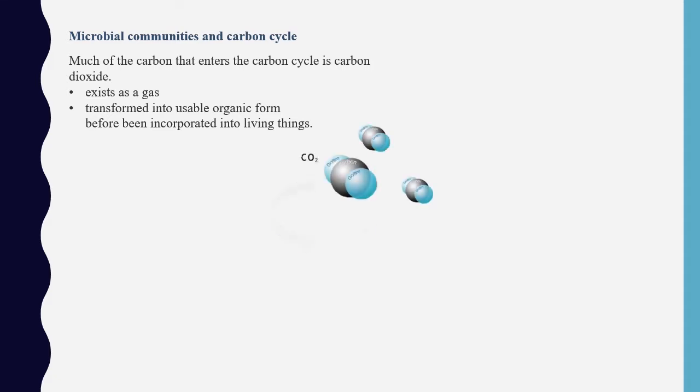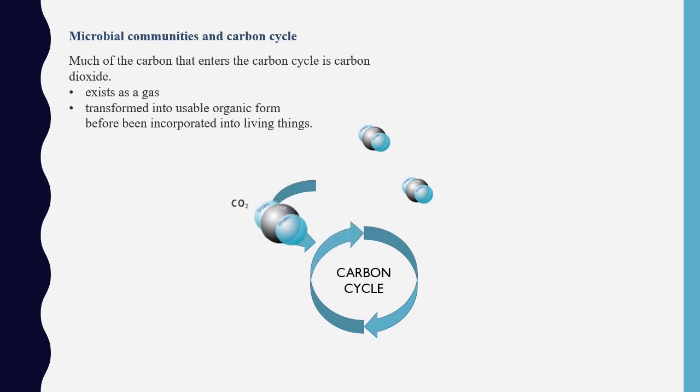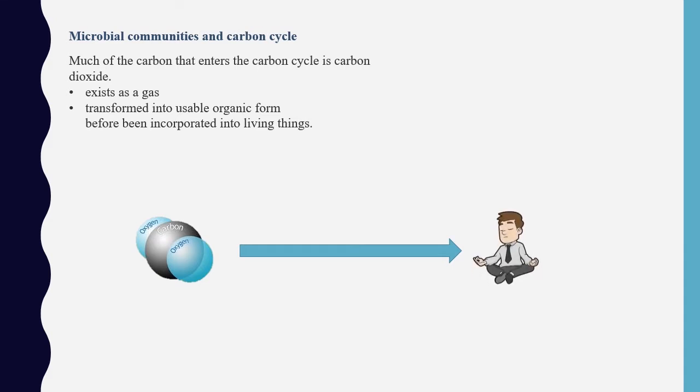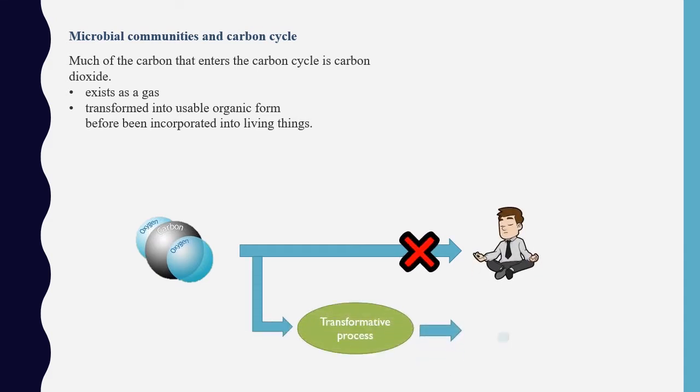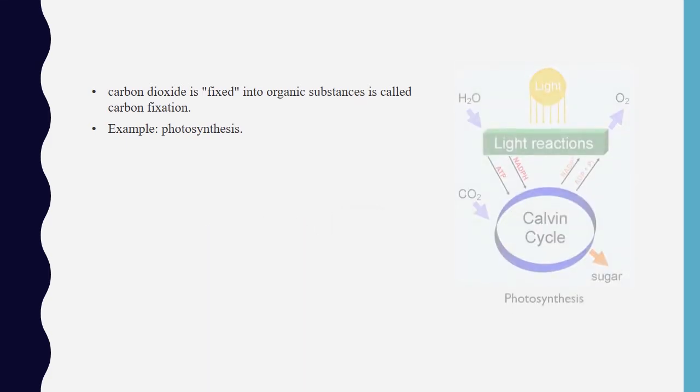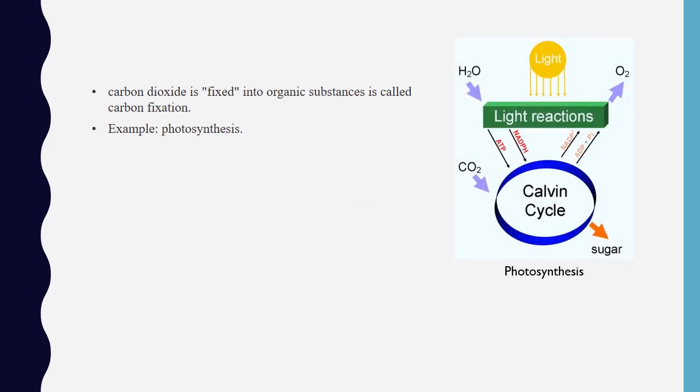Microorganisms are part of a larger cycling of carbon that occurs on the global scale. Much of the carbon that enters the carbon cycle is carbon dioxide. This form of carbon exists as a gas in the atmosphere, but before it can be incorporated into living organisms, it must be transformed into a usable organic form. The process by which carbon dioxide is taken out of the atmospheric reservoir and fixed into organic substances is called carbon fixation. The well-known example of carbon fixation is photosynthesis, a process by which energy derived from sunlight is harnessed to form organic compounds.